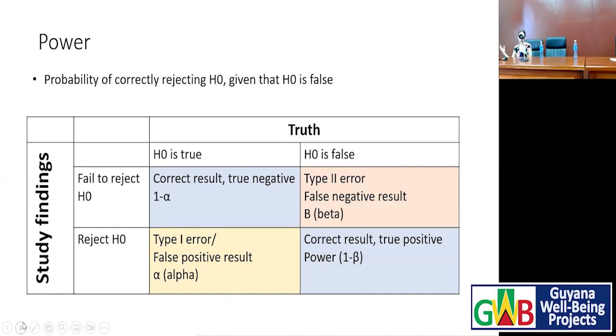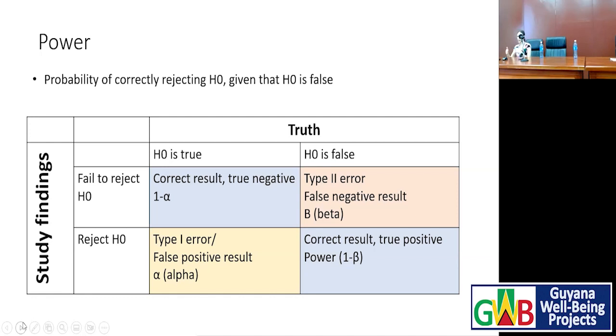Then there are the 2 cases where we make an error and get the wrong result. Those we call type 1 error, which is a false positive result. The probability of a false positive result is what we call alpha. If we're calculating p-values and you say p is less than 0.05, 0.05 is the alpha. And then we have type 2 error, which is labeled beta, the probability of getting a false negative result. That's when your null hypothesis is actually false, but you failed to reject it.